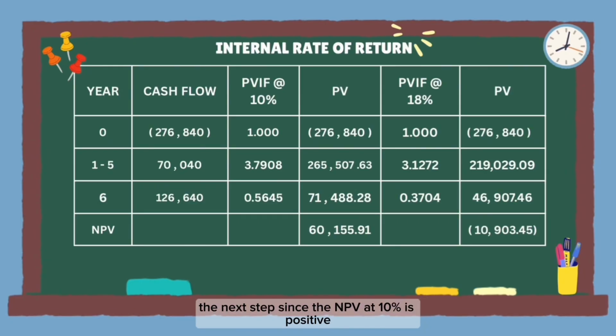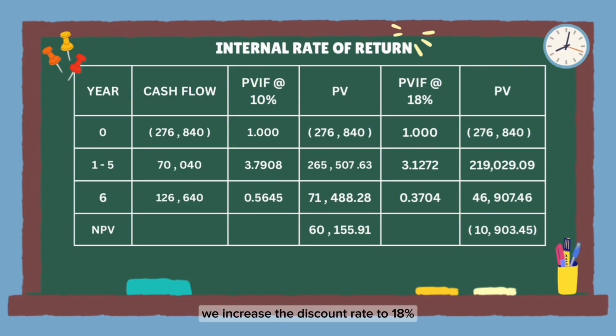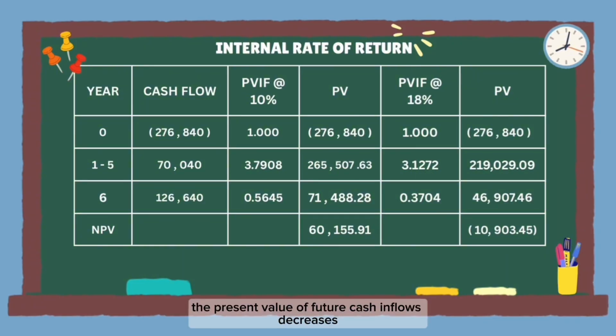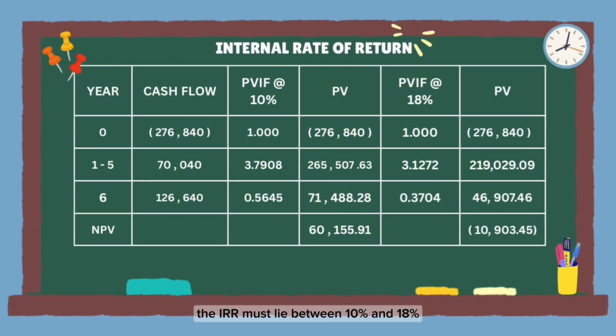The next step, since the NPV at 10% is positive, we increase the discount rate to 18% in order to obtain a negative NPV. So at 18%, the present value of future cash inflows decreases. The resulting NPV becomes negative 10,903.45. This shows that 18% is too high for the project because the NPV is positive at 10% and negative at 18%. The IRR must lie between 10% and 18%.